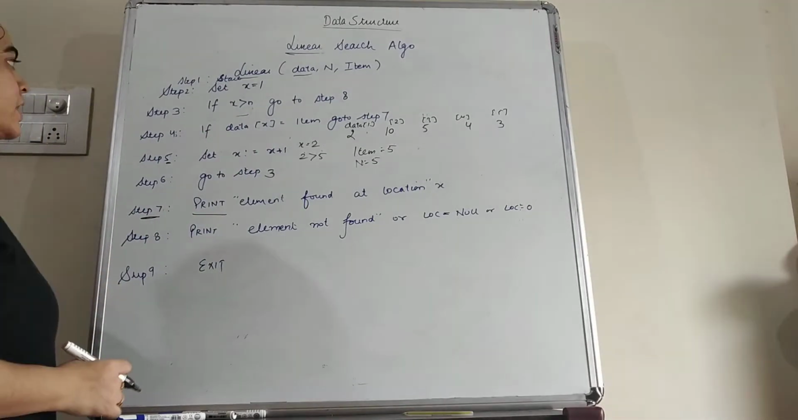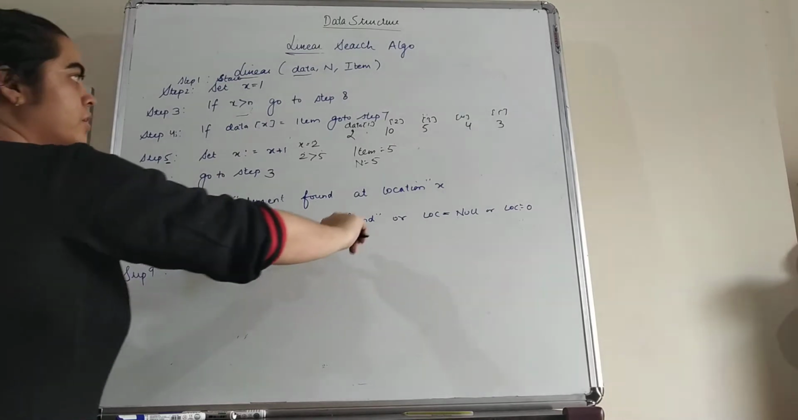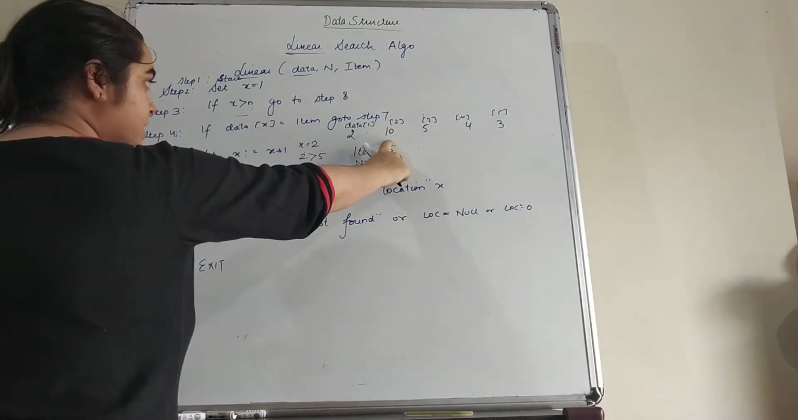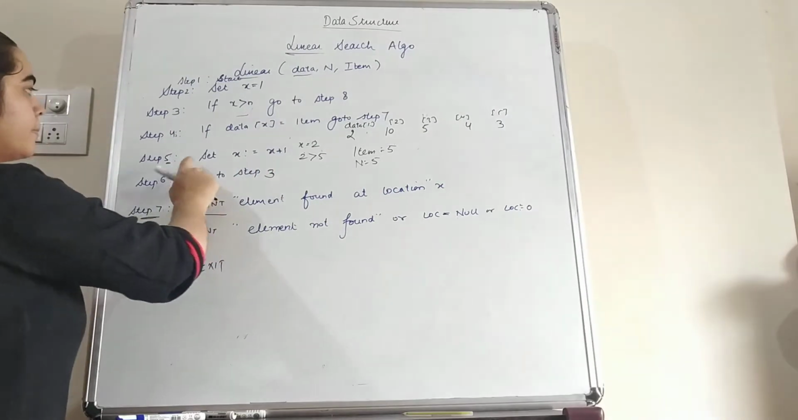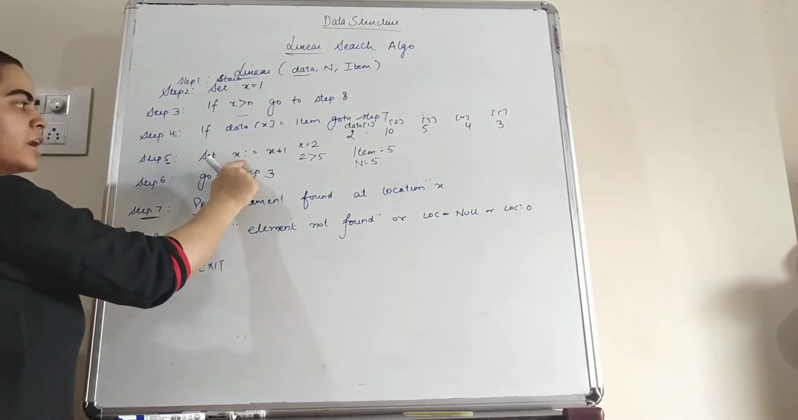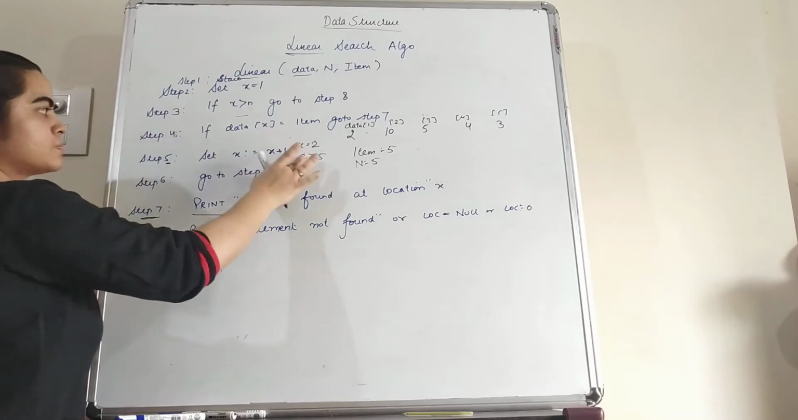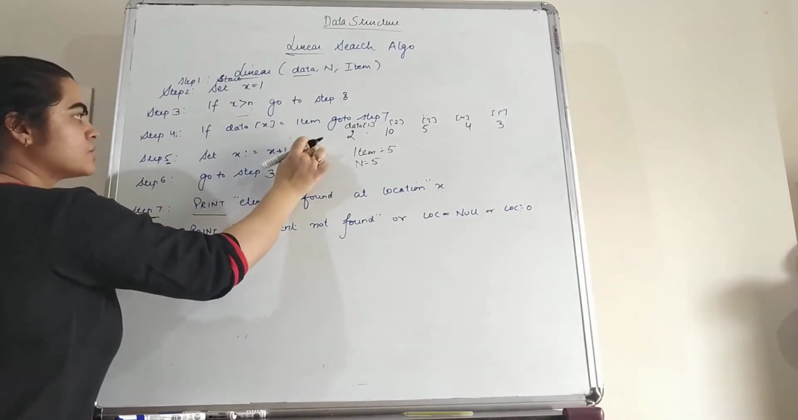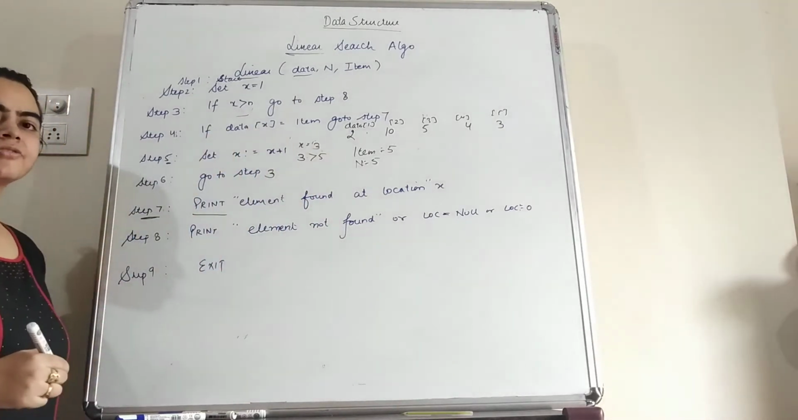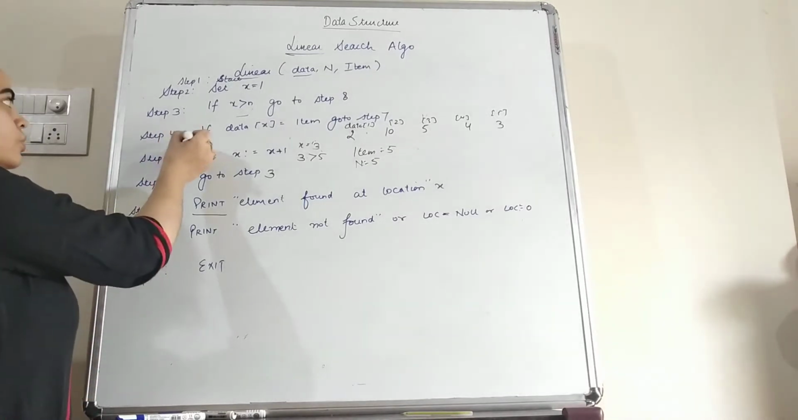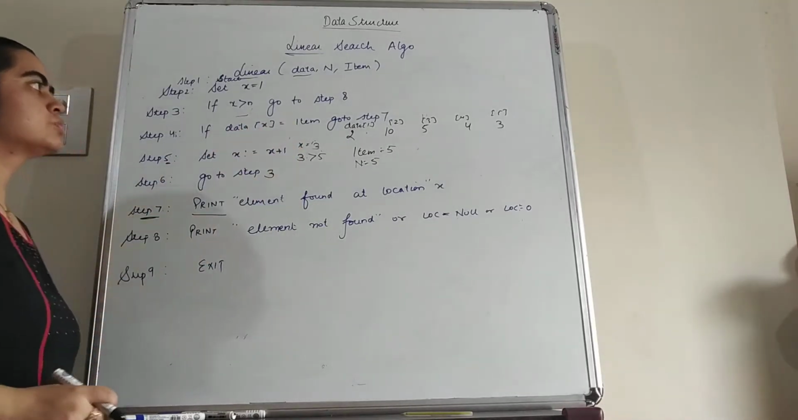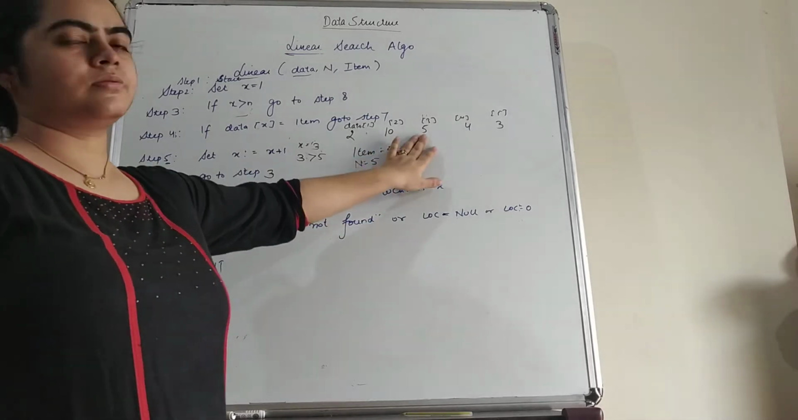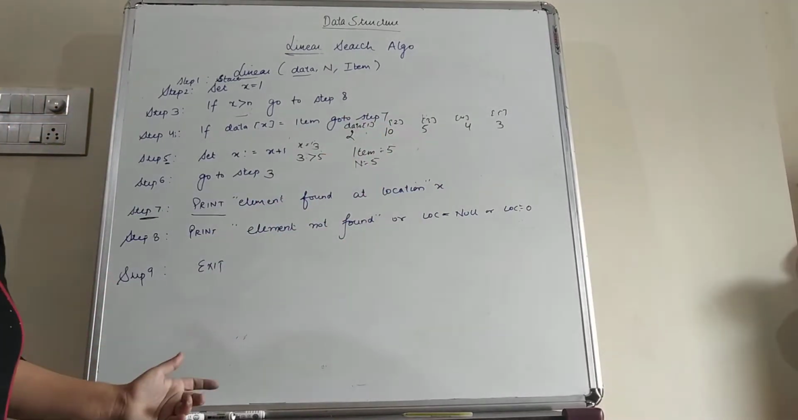Now if data of 2 is equal to item, so here data of 2 is 10 and is 10 equal to 5? No. Again we can skip this step and we can go to step number 5. Again we increment the value of x by 1. So here now x is equal to 3. Is 3 greater than 5? No. Then we can go to step number 4. Here if data of 3 is equal to item, so here data of 3 is 5. And the item which we want to search is also 5.